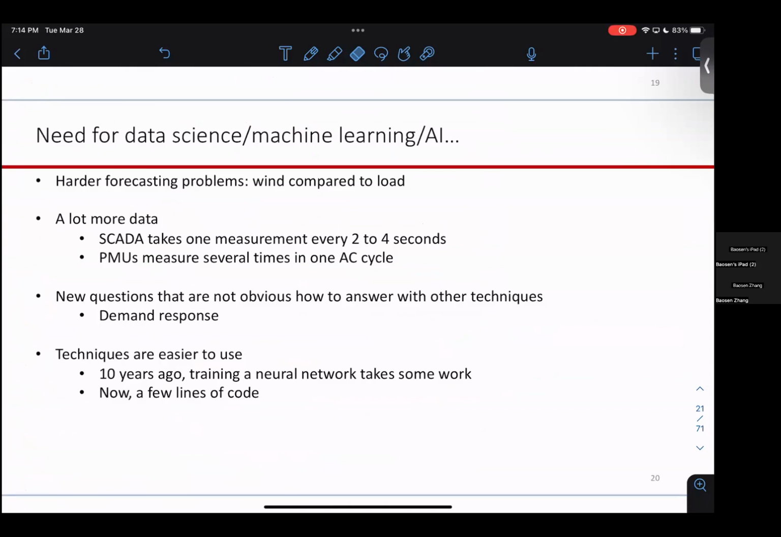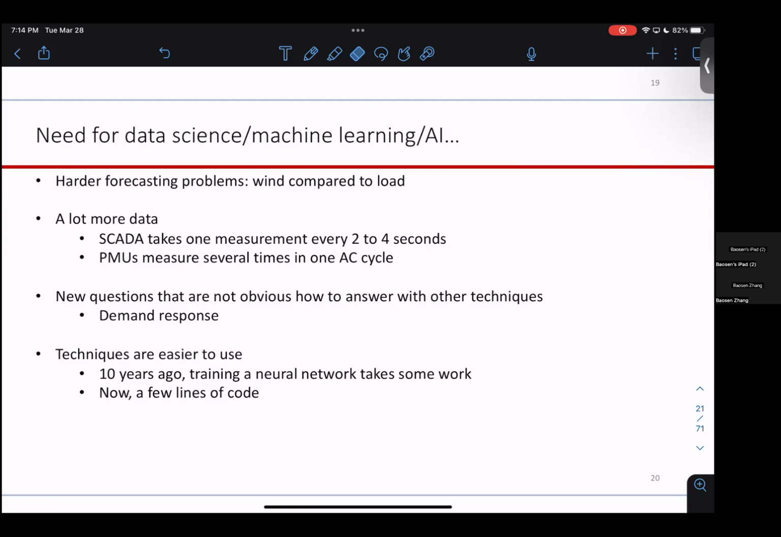So going back to the need for data science and machine learning, again, we have harder problems. We have a lot more data. If you look at every 2 seconds compared to several times per AC cycle, you have 3 to 4 orders of magnitude increase in the amount of data. So an algorithm that works for every 2 to 4 seconds doesn't work if it's sub-cycle.